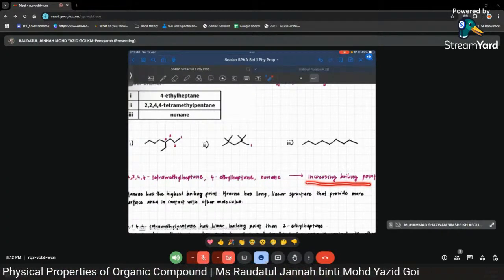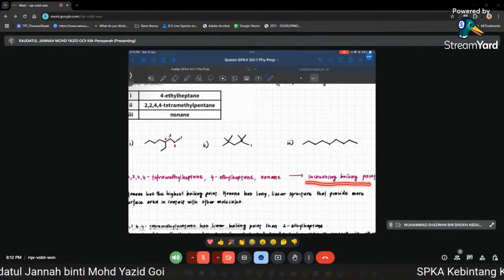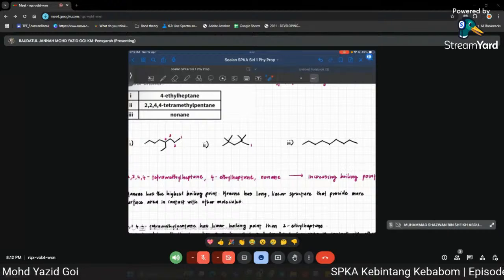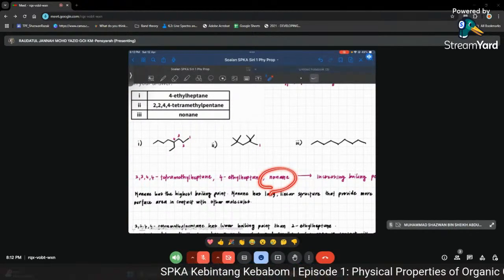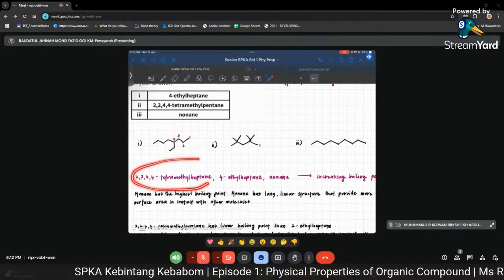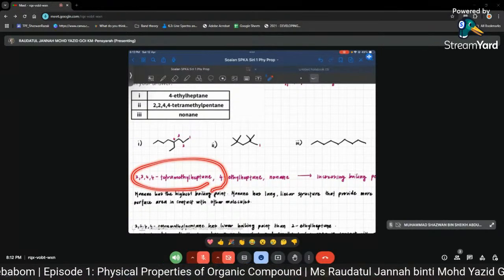So this is actually the easiest way untuk you write down your answer, and then at the same time you kurangkan you punya minor mistakes. So by this, you can explain first, kenapa nonane has the highest boiling point, and then kenapa you punya 2244 tetramethylheptane will have the lowest boiling point.